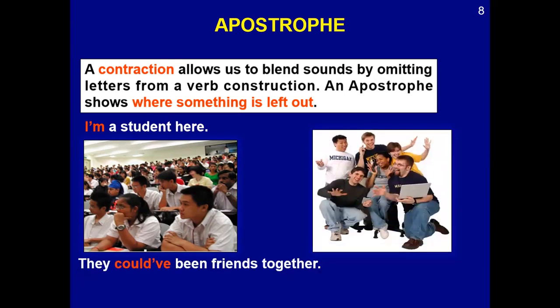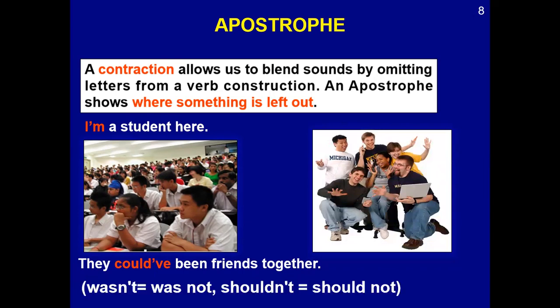Then, they could've been friends together. So could've is equal to could have. Then wasn't is equal to was not. Shouldn't is equal to should not. And how have we used this apostrophe? Here we have made a contraction, and a contraction allows us to blend sounds by omitting letters from a verb contraction.